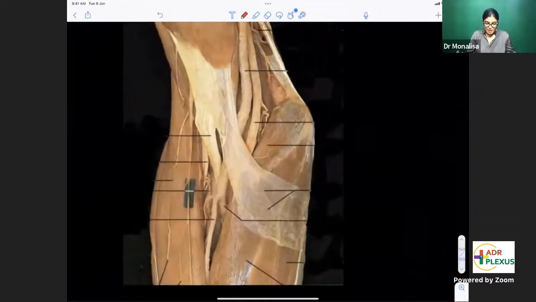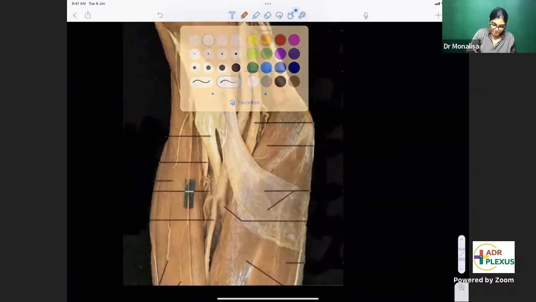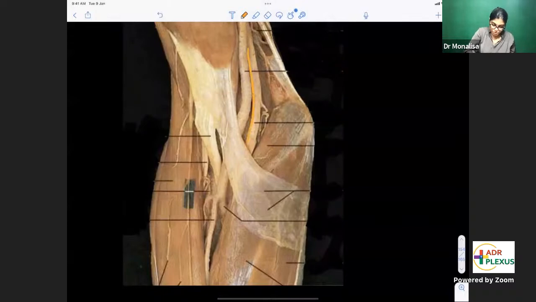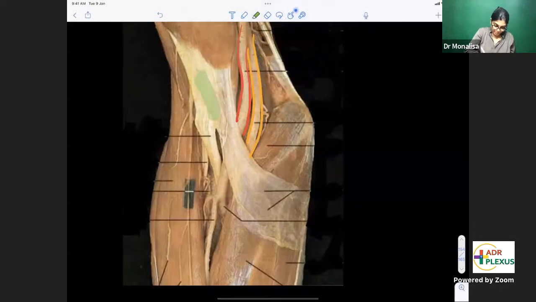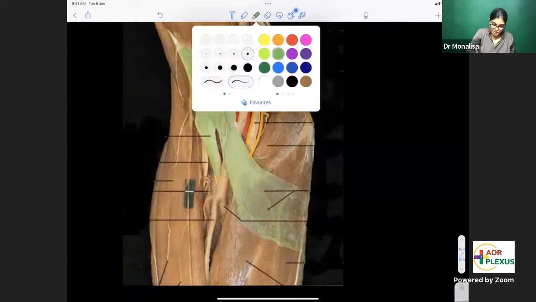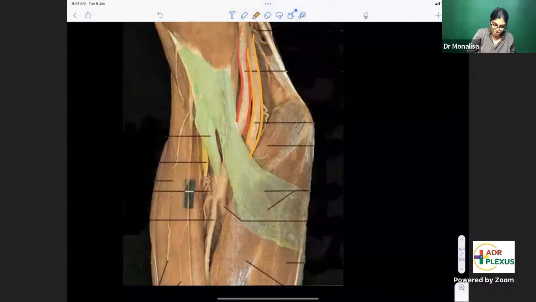So see here, this is the image. And here you can see, this is the medial most structure. And this is the biceps aponeurosis. And this is the biceps tendon. And the lateral most nerve is the radial nerve. So see here.